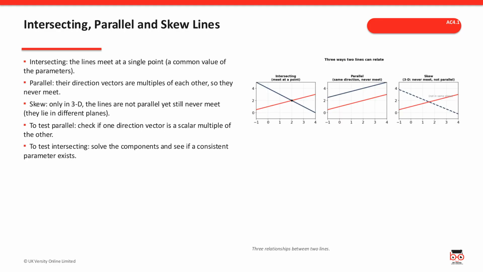2 lines in space can relate in 3 ways. They intersect if they meet at a single point, sharing a consistent value of the parameters. They're parallel if their direction vectors are scalar multiples of each other, so they run alongside and never meet. And uniquely in 3 dimensions, they can be skew, meaning they're not parallel yet still never meet, because they sit in different planes. To test for parallel, check if one direction is a multiple of the other. To test for intersecting, solve the components and see if a consistent parameter exists.